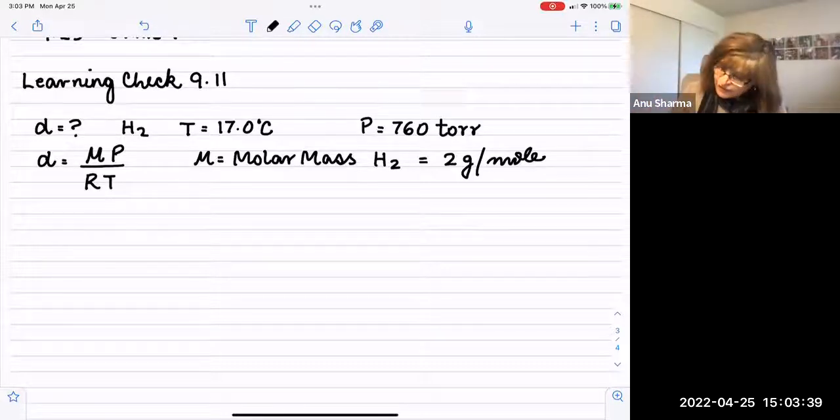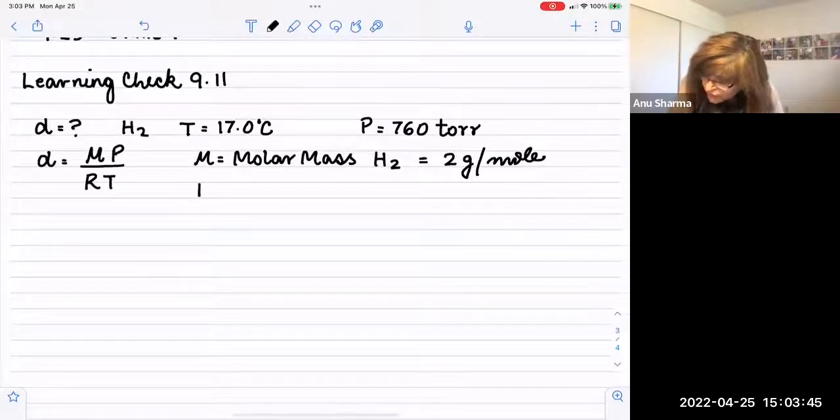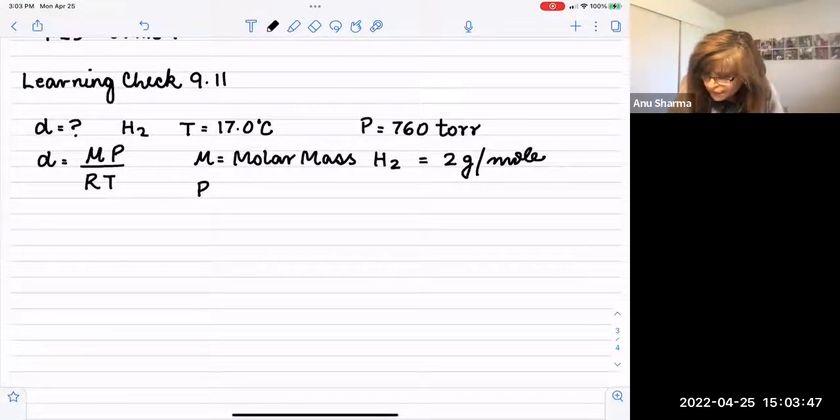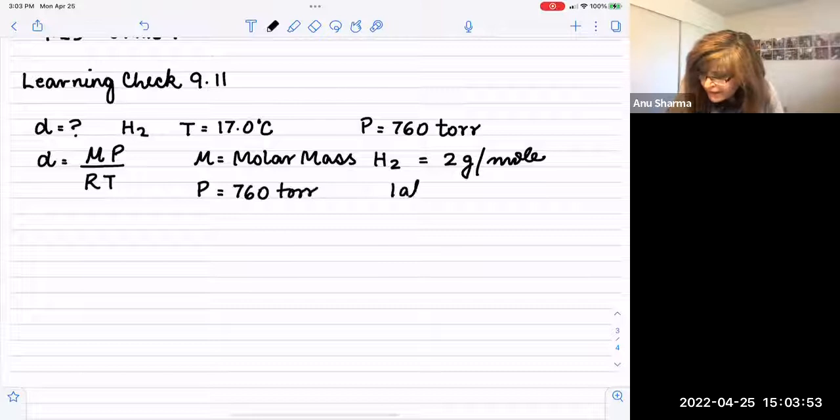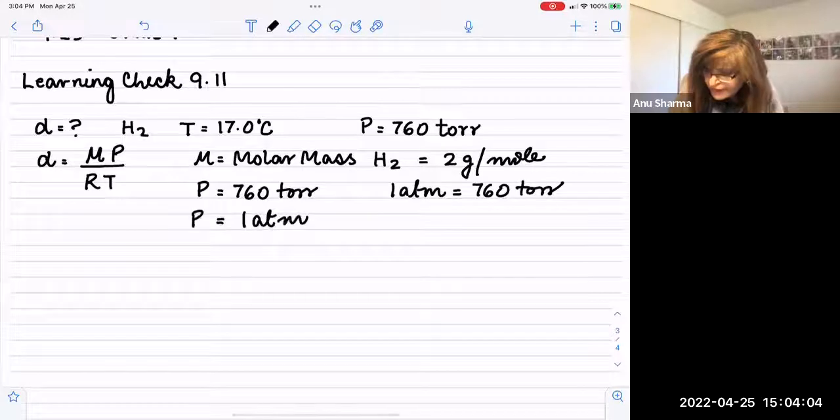Next is the value of P. The pressure given to us is in torr, so we need to convert this torr into atmospheres. Pressure is 760 torr, and we know that 1 atm is equal to 760 torr. So it's okay for us to use 1 atm as the conversion. That's the value of pressure.